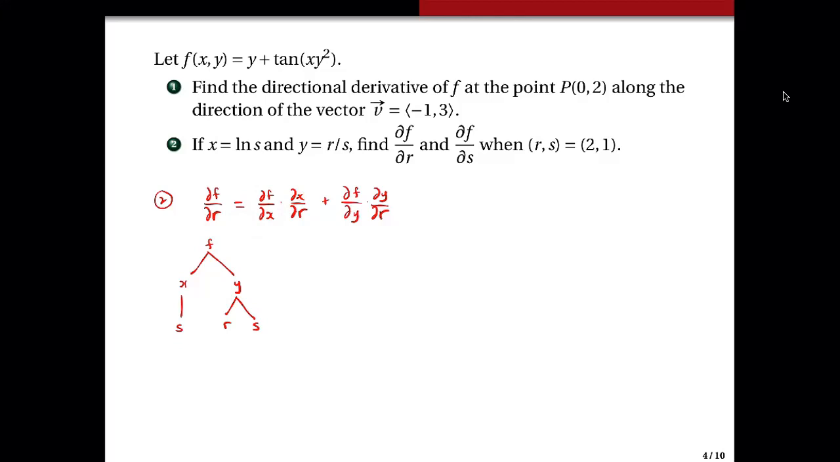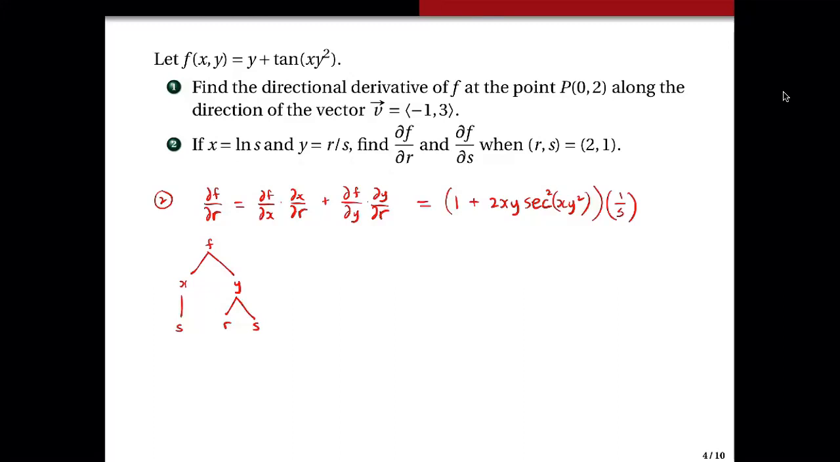And if we recall, partial of f with respect to y was 1 plus 2xy secant squared of xy squared. That's partial of f with respect to y. Now, partial of y with respect to r, if your y is equal to r over s, that's just 1 over s. Okay?